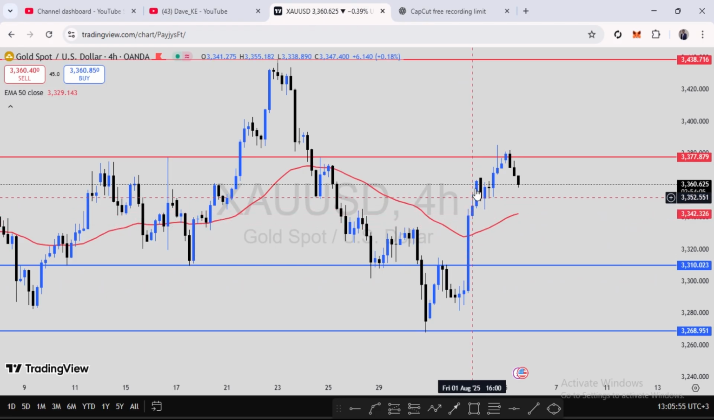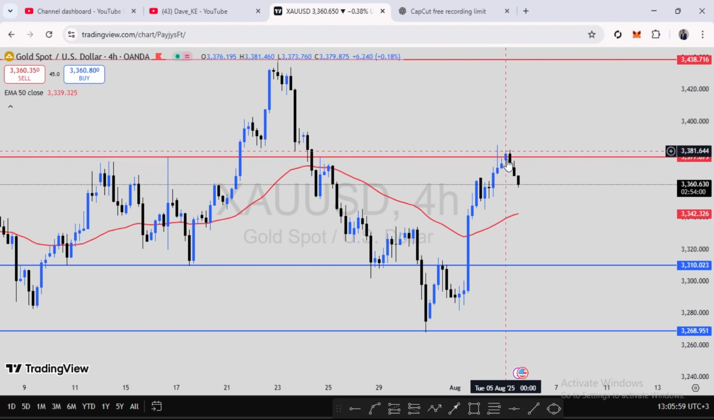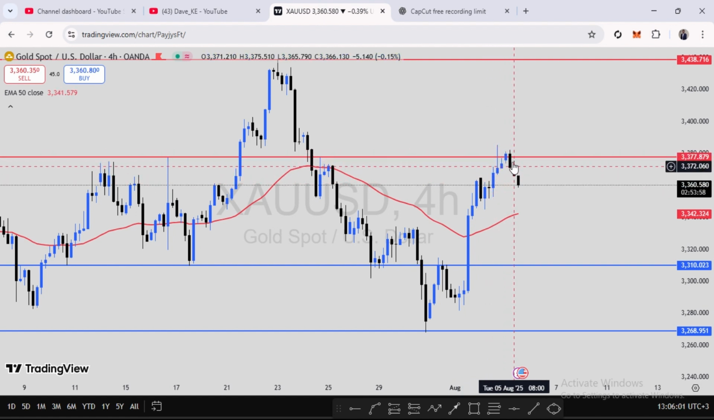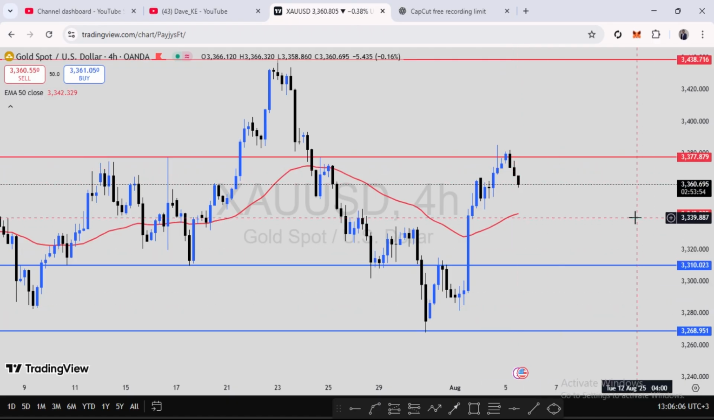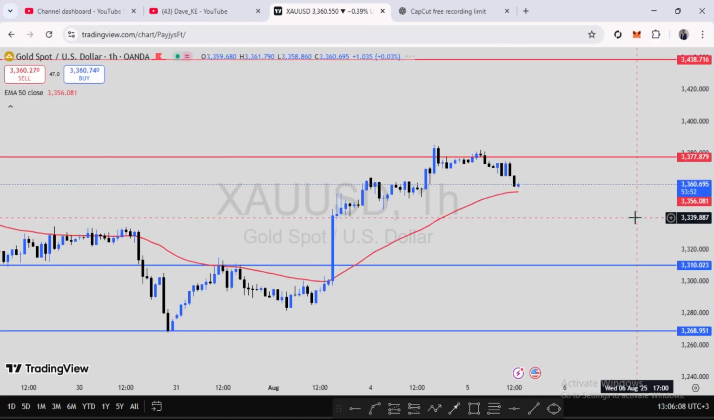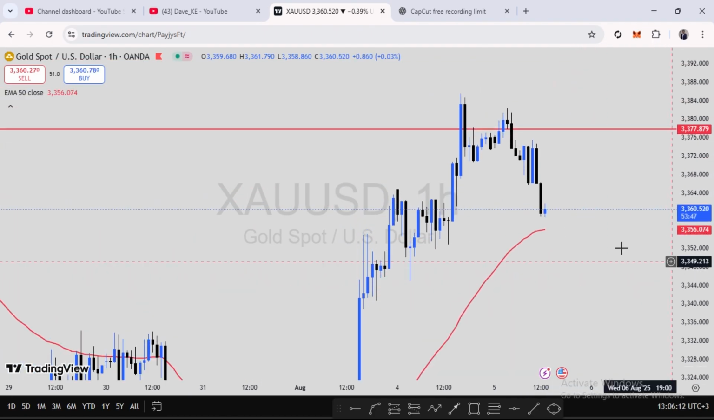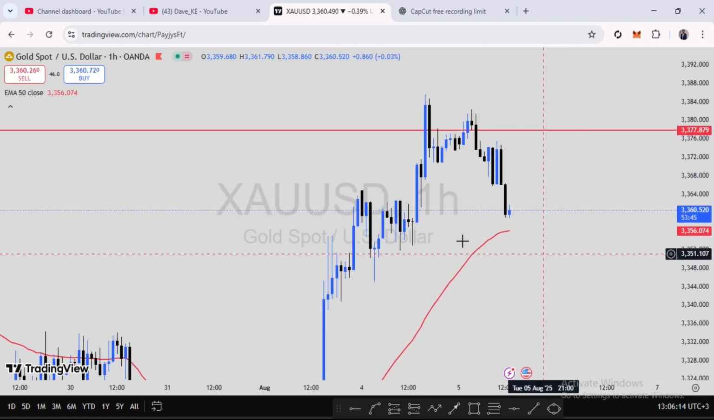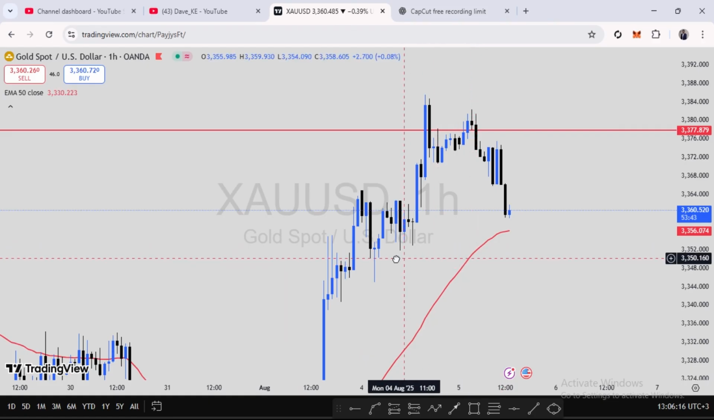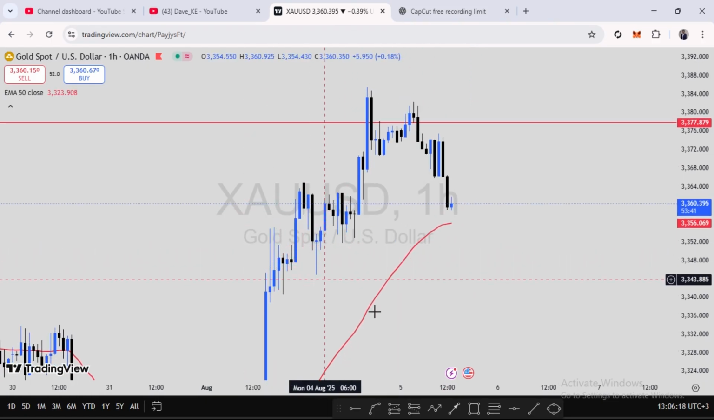We may narrow down to 1 hour so that we clearly see what is happening. But right now, it's very clear that for the past 12 hours we've been selling. If we go to 1 hour, then of course we extend our chart so that we have a clear view. We finally have the same break and retest that I was talking about.